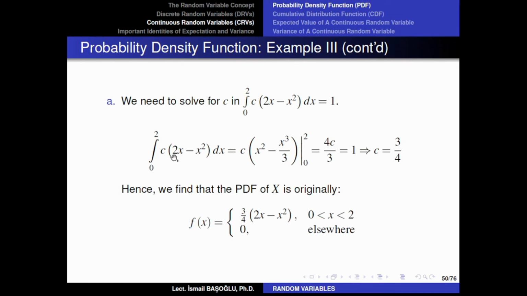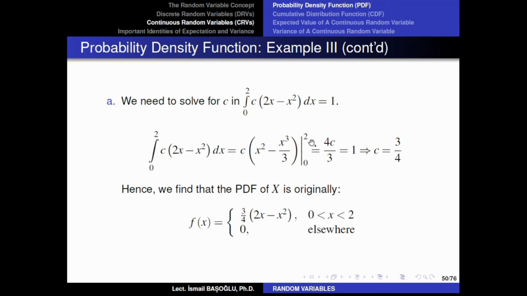C is a constant, so all we need to integrate with respect to x are 2x and x squared. The integral of 2x is x squared, as you know. You increase the power by 1 and divide by that new power. So x becomes x to the power 2, and you divide 2 by 2, and they cancel out. Similarly, minus x squared, when integrated, becomes x to the power 3 over 3. You increase the power by 1 and divide by that value, 3.